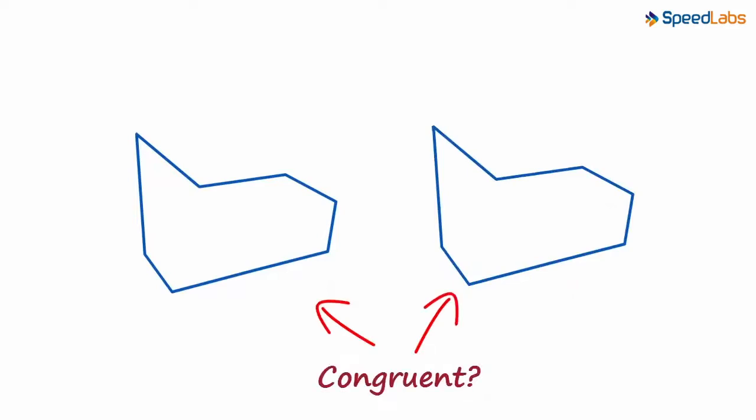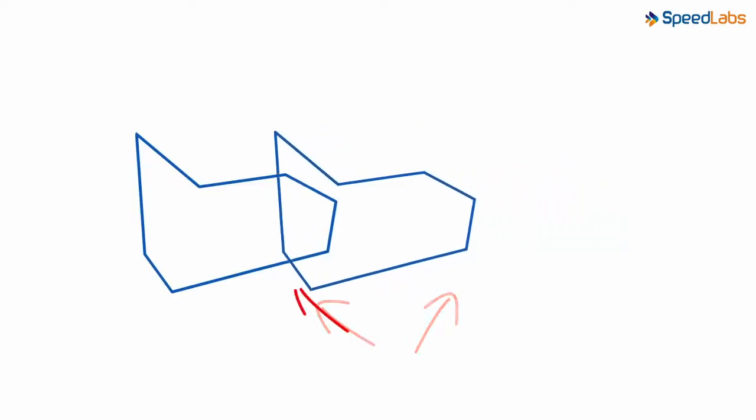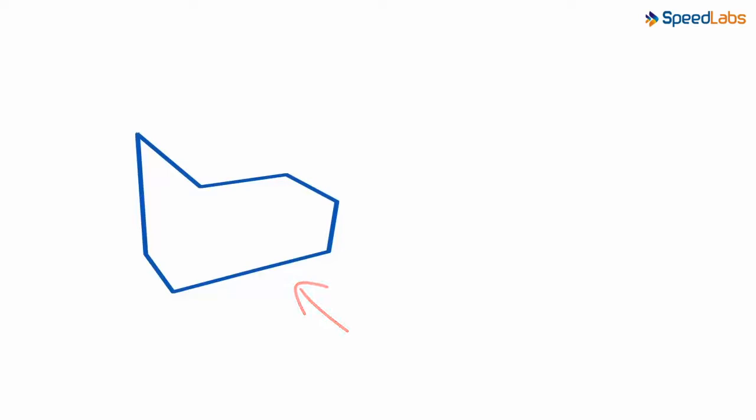Well, they look like each other, but the condition for congruency says that these two figures are congruent if one, when placed on the other, they both should overlap exactly. If we move this one over the first one, we can see that it overlaps exactly. It means they are congruent figures.